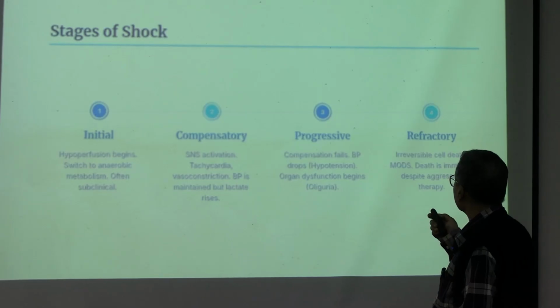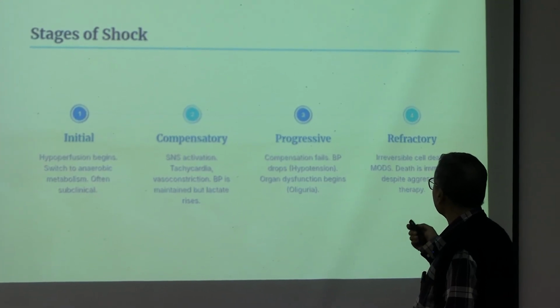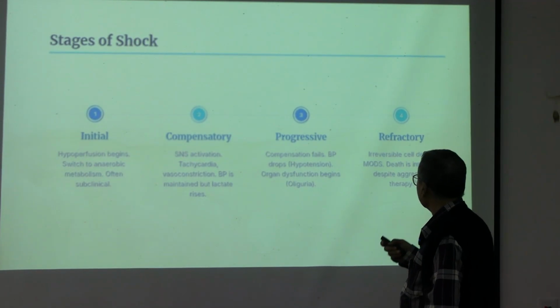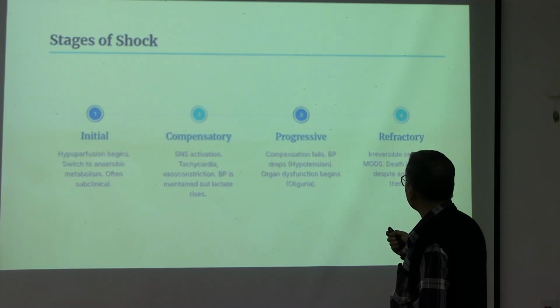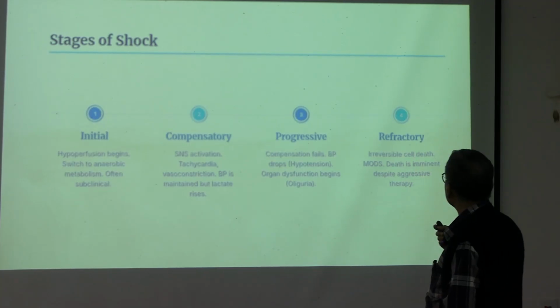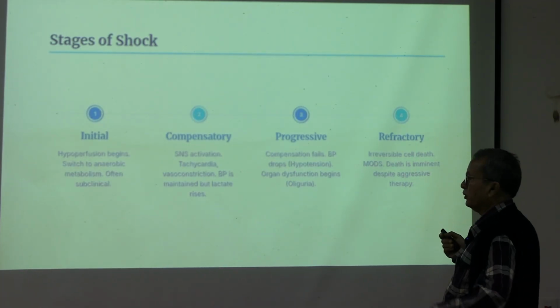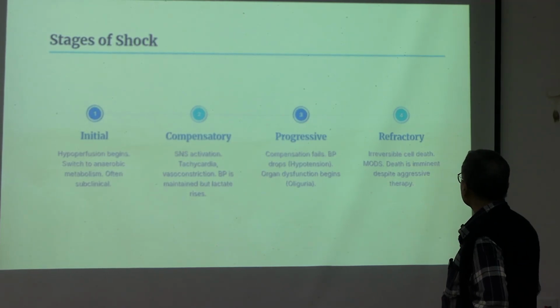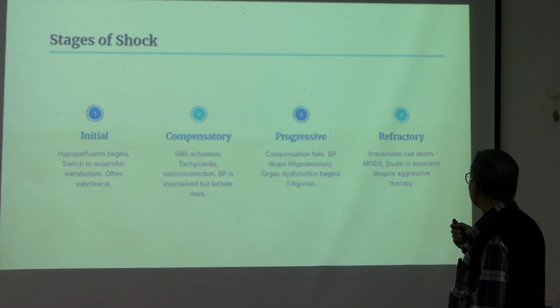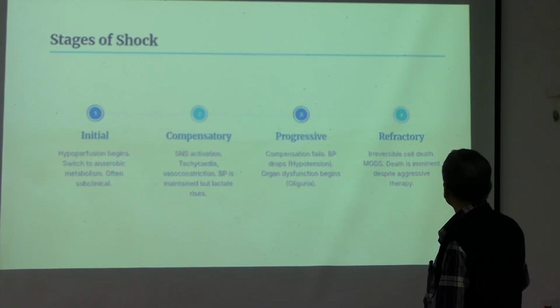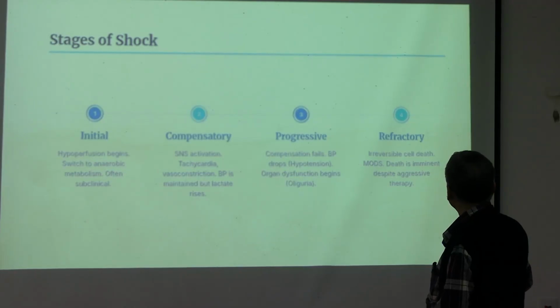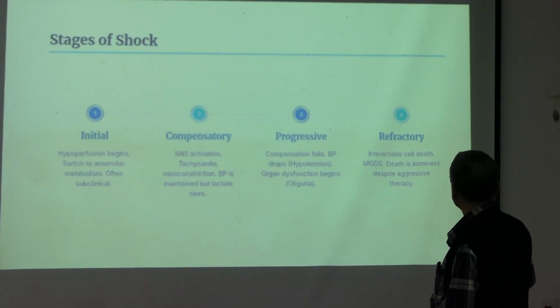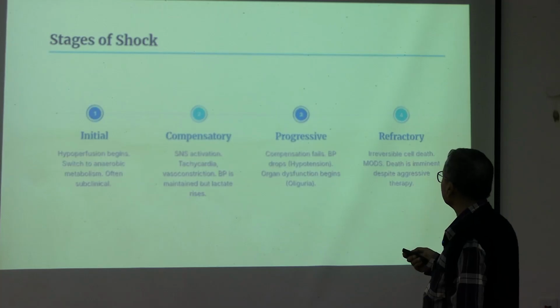Systemic sympathetic nervous stimulation activation: tachycardia, vasoconstriction, BP is maintained but lactate rises. Progressive: compensation fails. There is no compensating mechanism, BP drops, there is hypotension, and oxygen dysfunction begins. Refractory means irreversible cell death or multi-organ damage occurs. Death is imminent despite aggressive therapy.